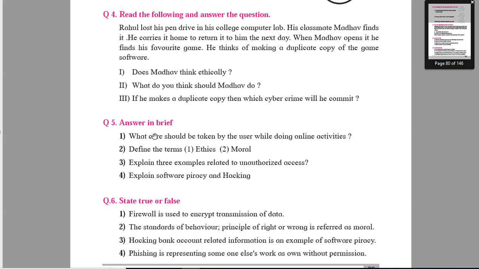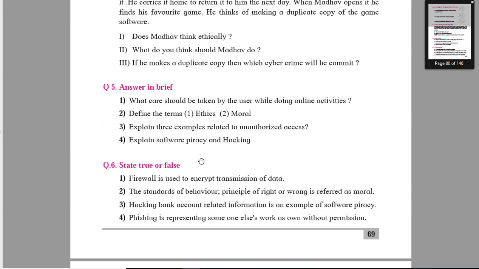Next is answer in brief. You all have to write these 4 answers. First is what care should be taken by the user while doing online activities. So you all have to write that whenever you are performing any online activity, what different types of care the user should take. Then you all have to define the terms ethics and moral. What are the examples related to unauthorized access, and what is software piracy and hacking. So these are the different questions that you all have to study.